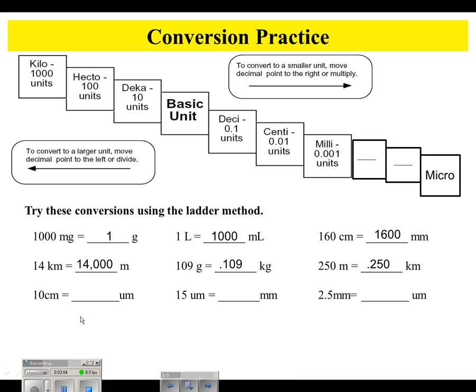Now, let's try one with micrometers. 10 centimeters is going to equal how many micrometers? We start at centi, and to go to milli, it would be 1 place, and then we skip 2 places and go to micrometers. It would be 100,000 micrometers. 15 micrometers, going backwards now, is going to equal 0.015 millimeters, and 2.5 millimeters is going to equal how many micrometers? You should come up with 2,500.